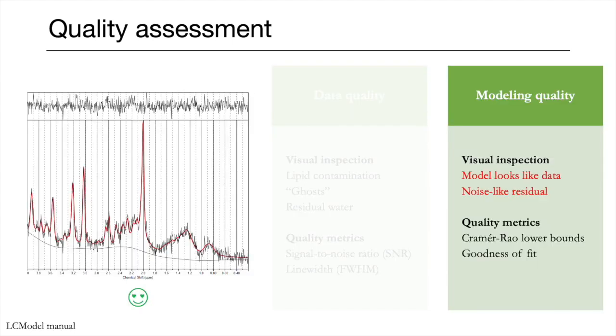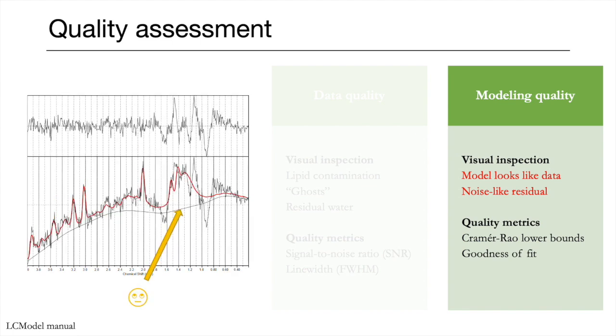You should also always look at your fits, and the main question you should ask is, does my model look like my data, and does the residual look like noise? In this case on the left, we can answer both questions with yes, this is a good fit. Here, the model fits most of the data in the left half, but there are strange things going on in the lipid region of this spectrum. The residual clearly has structure in that area, and this may be reason enough to toss this fit out.